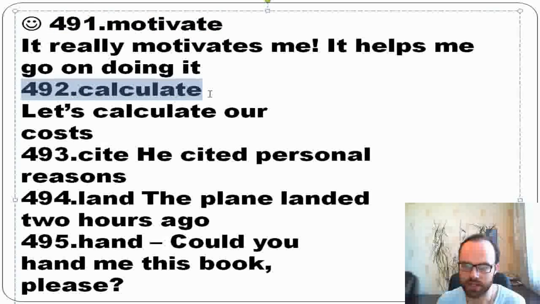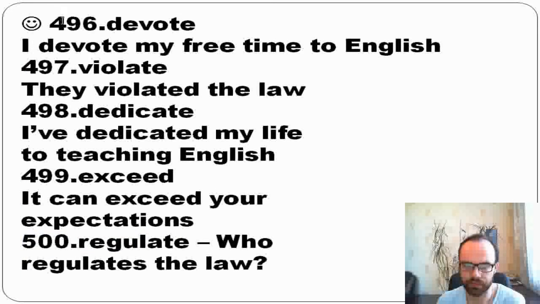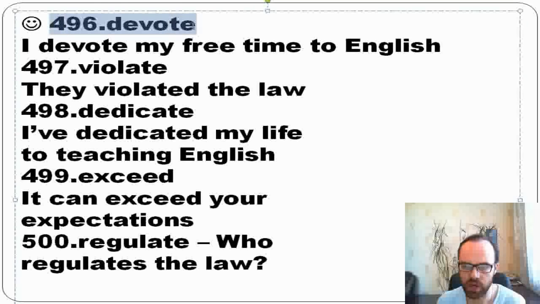Calculate. Let's calculate our costs. Cite. He cited personal reasons. Land. The plane landed two hours ago. Hand. Could you hand me this book, please? It means could you give me this book, please? And five more verbs. So devote. I devote my free time to English. Violate. They violated the law. Dedicate. I have dedicated my life to teaching English.